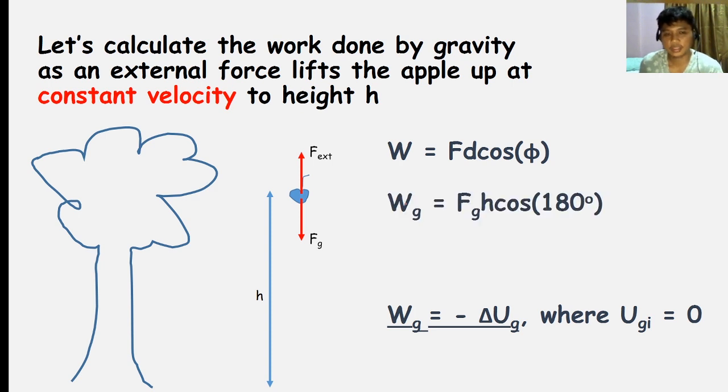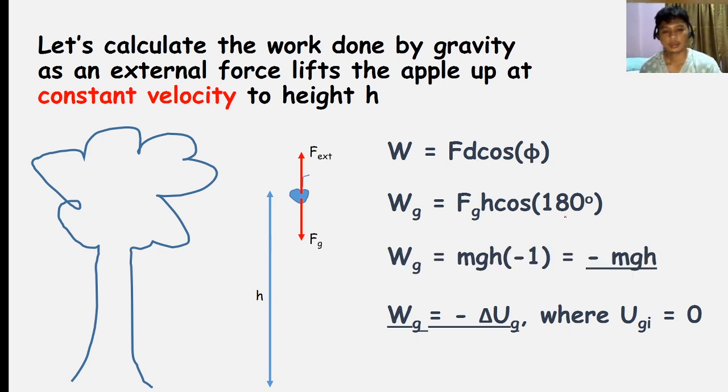Our F, of course, is the force of gravity, and our displacement is upward with a magnitude of h, and the angle between the displacement and the force is 180 degrees because they are complete opposites. Our gravitational force is downwards, but our displacement is upwards. What we actually get is negative mgh.